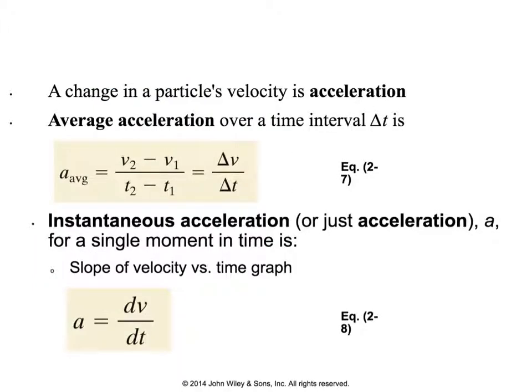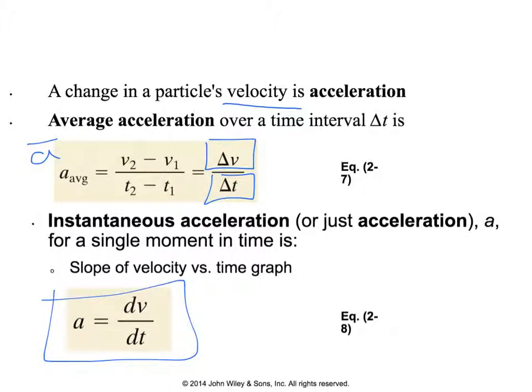So acceleration is very similar to velocity in that it is a rate of change, but acceleration is the change in the particle's velocity. So the change in the particle's velocity over the change in time gives us the average acceleration. And remember, we can have the subscript AVG or an a with a bar over it. Whereas the instantaneous acceleration, using the same logic, we say is the derivative of the velocity function.